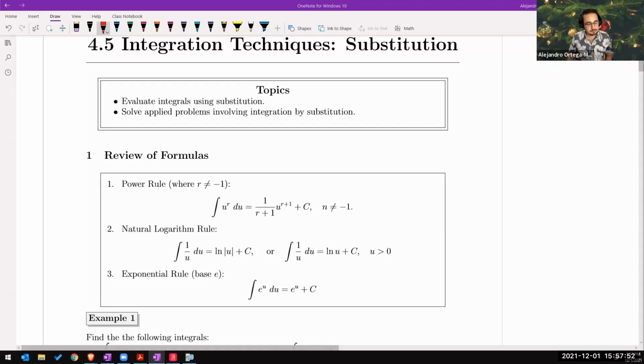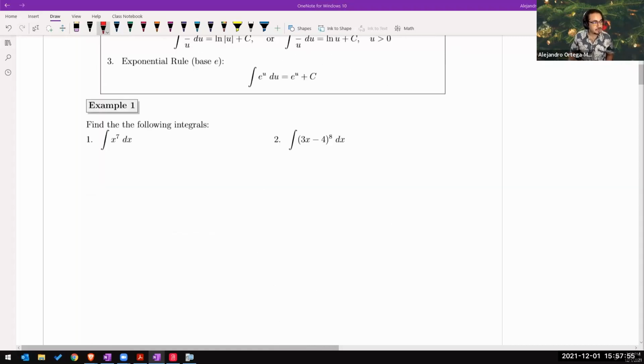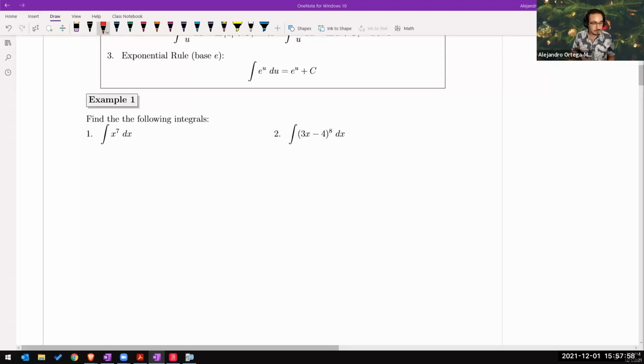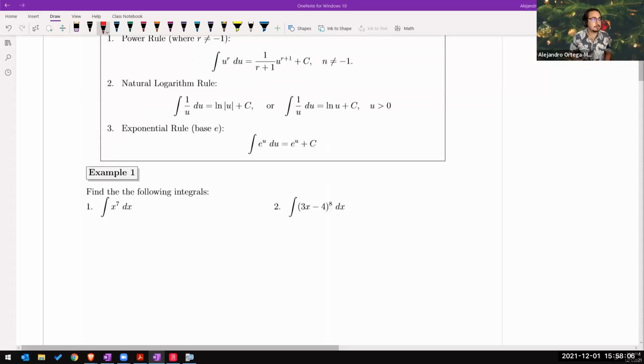Okay, so let's try a couple of problems here. For this one, I want to begin with a relatively easy problem, just the integral of x to the 7 dx. Taking a look at this problem, it is just a power rule. So the integral here is simply x raised to the 7 plus 1 over 7 plus 1, plus c. So this gives us x to the 8 over 8 plus c.